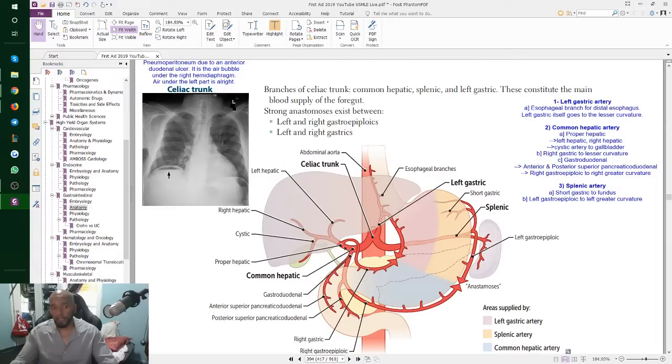Right? This is right here, proper hepatic artery going to the liver and the gallbladder. So it gives a left hepatic, it gives a right hepatic, and then it gives a cystic artery to the gallbladder. Then your next branch is your right gastric artery, right, which just finishes up the remainder of your lesser curvature. So that's your right gastric right there.